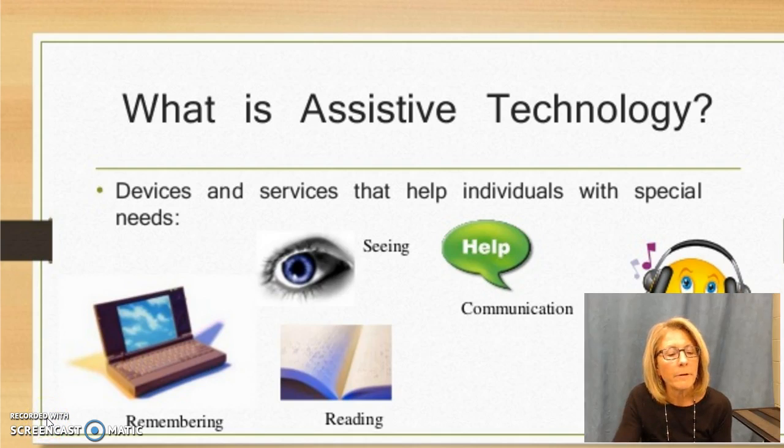So let's do a little bit of an introduction about what is assistive technology, or AT as we often refer to it. It is the provision of devices and services for students or individuals with special needs in our system of education. That refers to students with IEPs. It can benefit students with a range of need areas and disabilities, including reading, writing, math, vision, hearing, communication, all of those areas that may be a barrier to education.